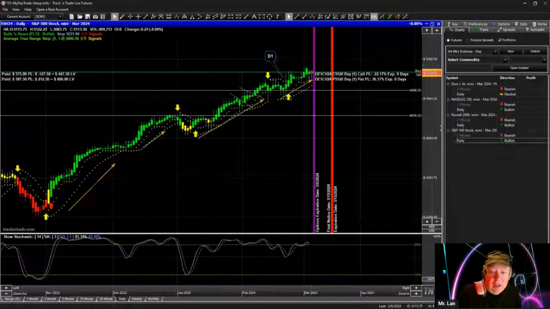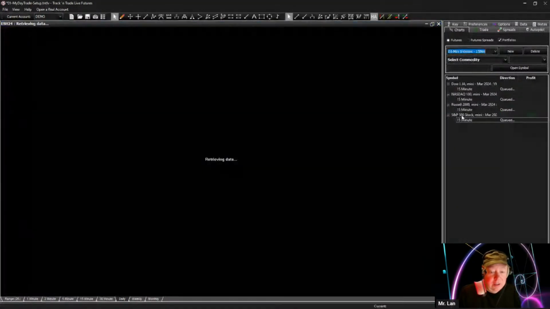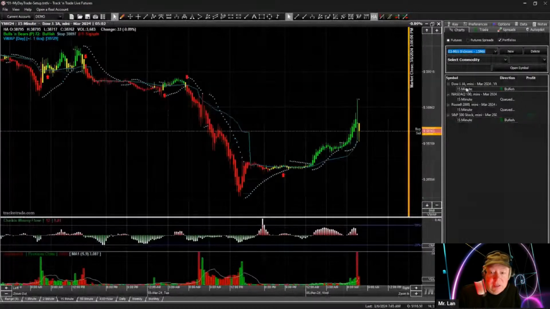All right, that's what we're looking at over here on the long-term charts. Let's go look at a 15-minute chart on all these things, see how they're looking. So, 15-minute chart.